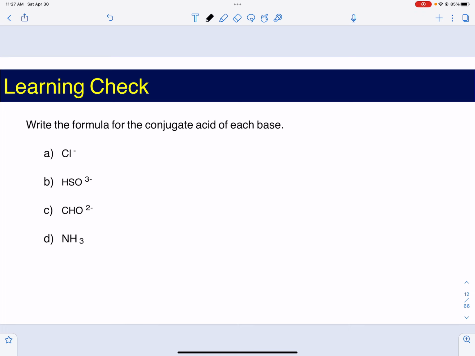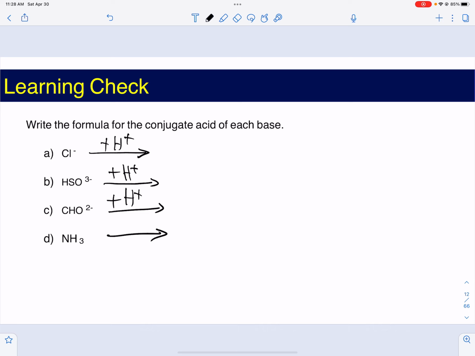So let's see. According to the Bronsted-Lowry definition, bases accept protons. So all of them will accept a proton, or a proton will be added to it. That means you're just going to add H plus to it. So plus negative makes it neutral. So the Cl negative, the charge doesn't show. The HS or hydrogen sulfide is gaining a hydrogen.